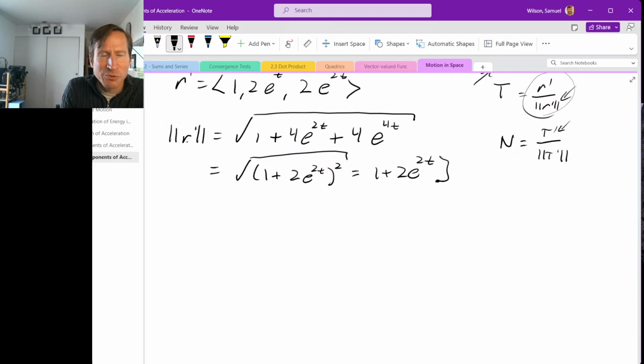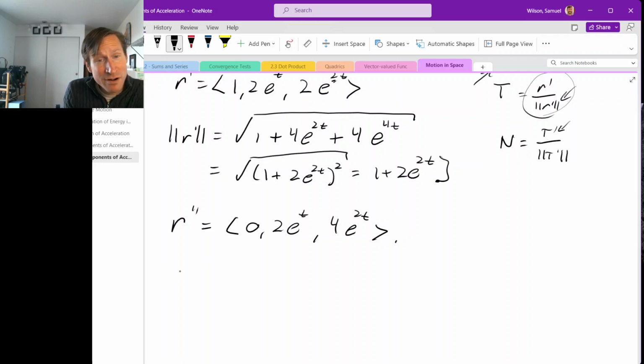Okay, so now that we have r prime and the magnitude of r prime, let's calculate r double prime. So that's going to be 0, 2e to the t, and then the chain rule is going to spit out another factor of 2, so 4e to the 2t. And the reason we calculated r double prime is so that we could dot it with r prime and cross it with r prime.